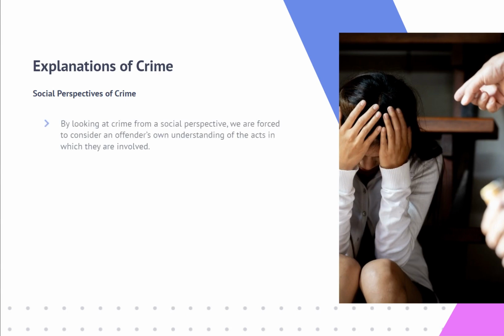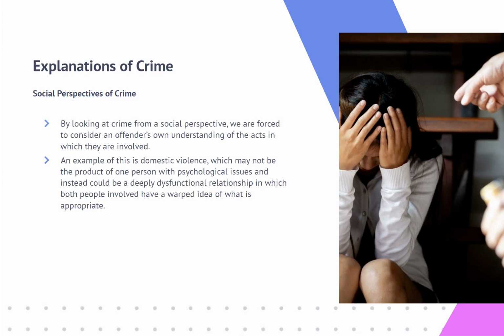Social perspectives of crime. By looking at crime from a social perspective, we are forced to consider an offender's own understanding of the acts in which they're involved. An example of this is domestic violence, which may not be the product of one person with psychological issues, and instead could be a deeply dysfunctional relationship in which both people involved have a warped idea of what is appropriate.